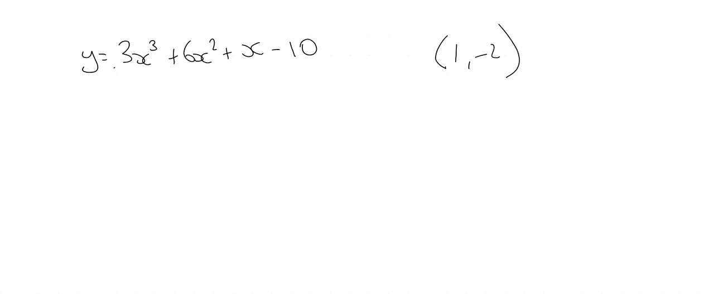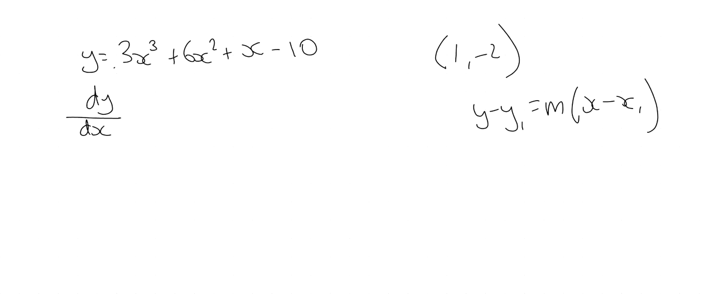So essentially what I need to know is I have a point. What I don't know, so this is my lovely little equation for finding the equation of a straight line, I have y1, x1, but I do not have the gradient. But I can find the gradient at this point using the derivative of my function. We have done that stuff. We know how to do that. So the derivative of this is 9x squared plus 12x plus 1.